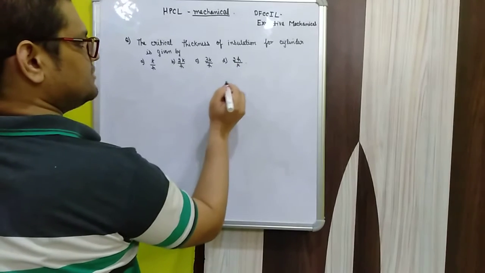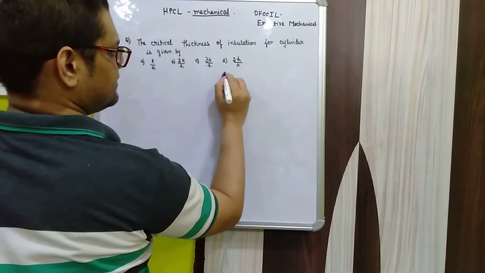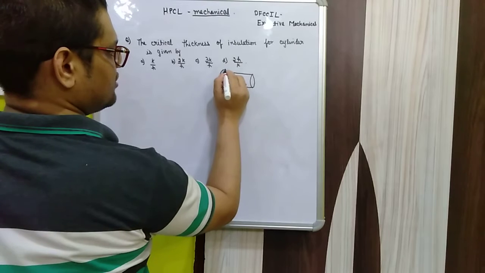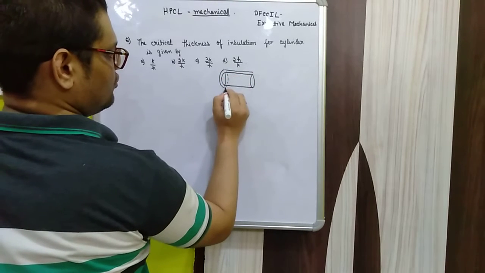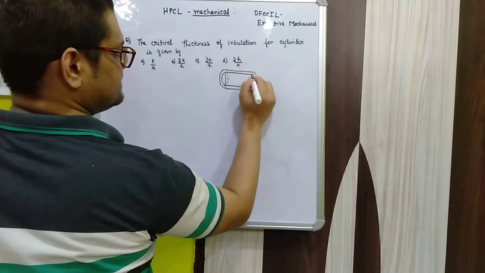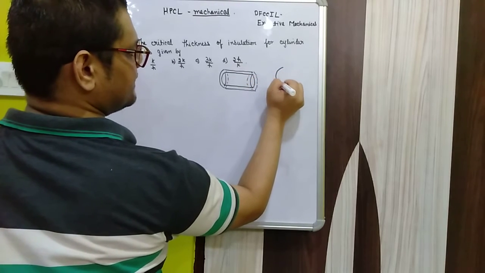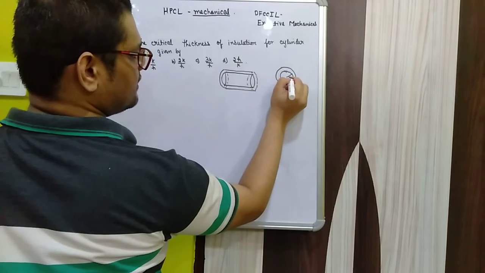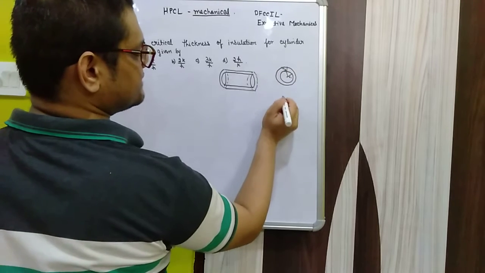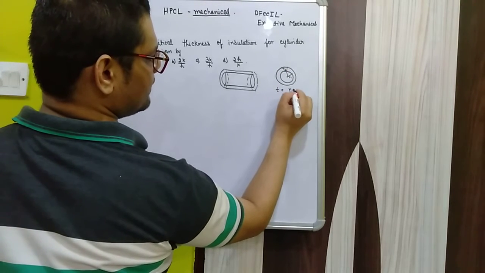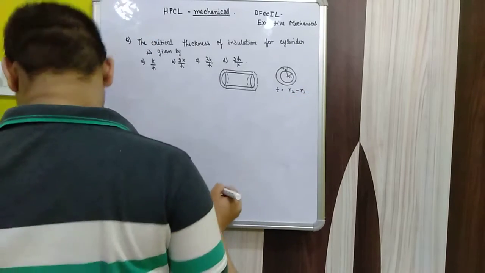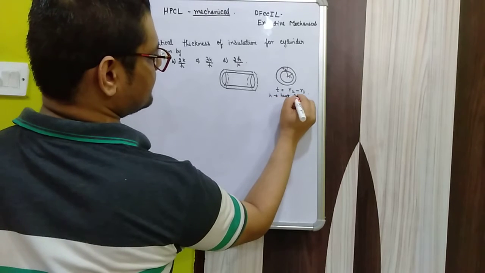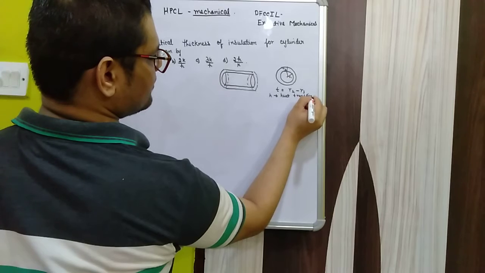So they are asking for the insulation thickness of a cylinder. This cylinder will be insulated, and if we do further insulation of this cylinder, we can see there are two radii. This is R1 and this is R2. The thickness T is R2 minus R1, and H is the heat transfer coefficient.